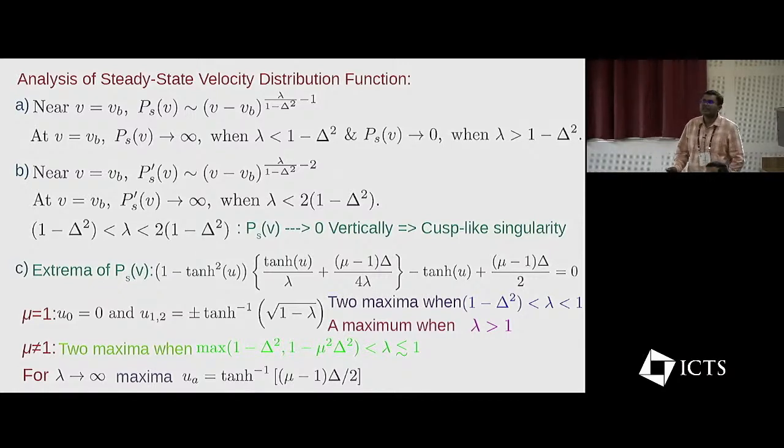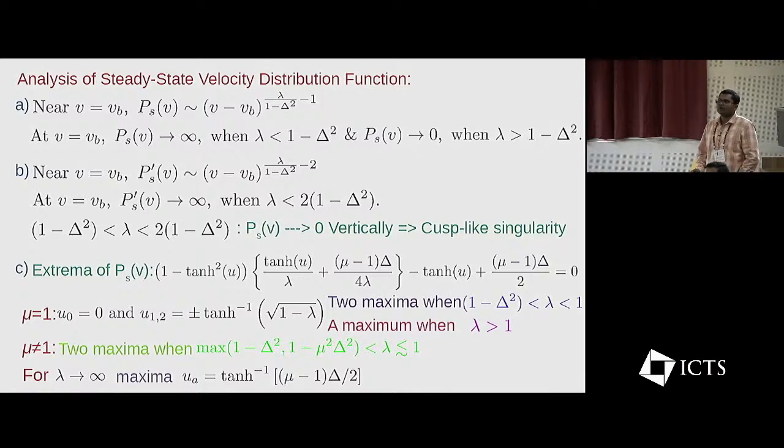The behavior at V equal to Va can be obtained by putting delta equal to mu delta. Then we focus on the extrema of PS(V). That can be obtained from this equation, which we obtain by setting the derivative of PS(V) to 0. For mu equal to 1 it is symmetric, but for any other mu, the solution will come from the solution of this equation, which is very difficult. We tried with Mathematica and that didn't work.